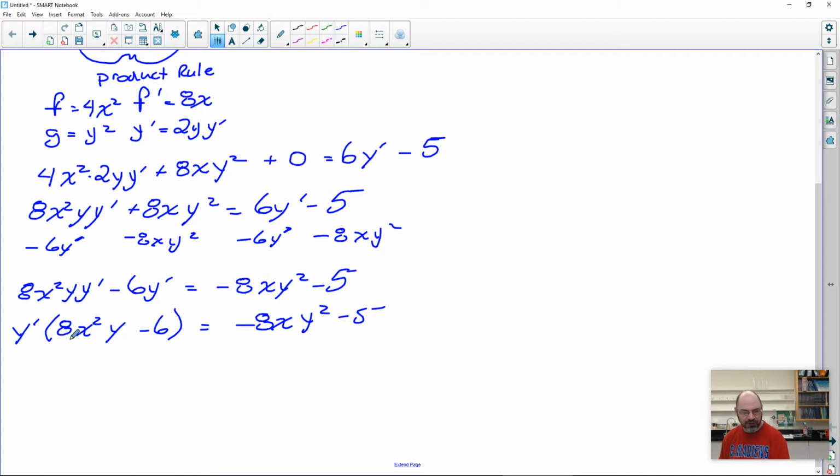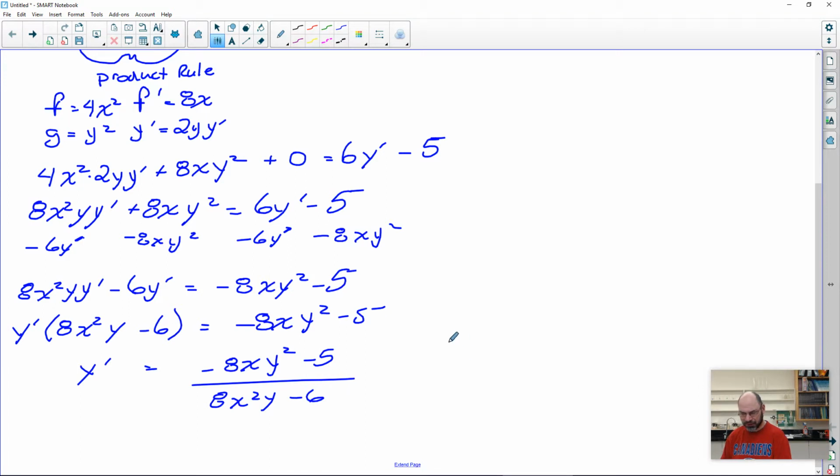And now we can just divide out what's in brackets on both sides. So divide it out there, gets rid of it. Divide it out here, we get negative 8x y squared minus 5 on top. And on the bottom, we have this expression, 8x squared y minus 6. And that's our answer for our derivative.